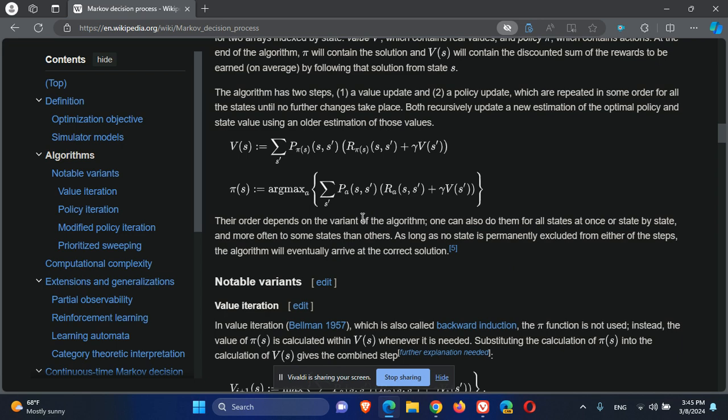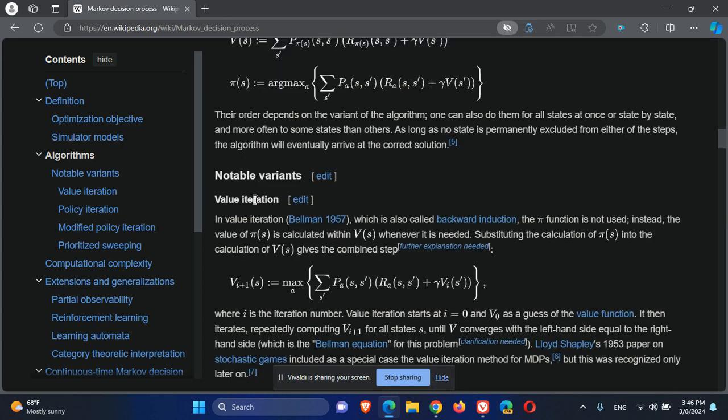אתה יכול לשחק עם איך אתה עושה. העיקר שתעשה את זה על כל המצבים מתישהו. ובסוף, will eventually arrive the correct solution. אתה תתכנס לפתרון.